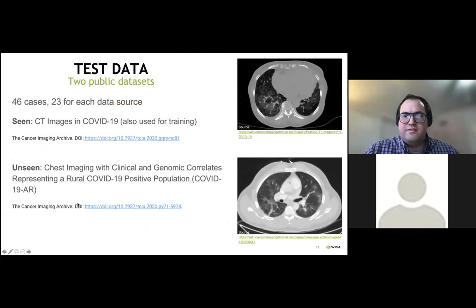and the models were then, after developing, we had two phases. One is the training phase and then the testing phase. And on the testing, we provided two different data sources, one from the same cohort as was used in training. So this was our seen data set. Basically the same data source, right? Which are different cases, but from the same source that participants used to develop their algorithms. And we have another data set from a rural population in the US, which we used as the unseen data set.